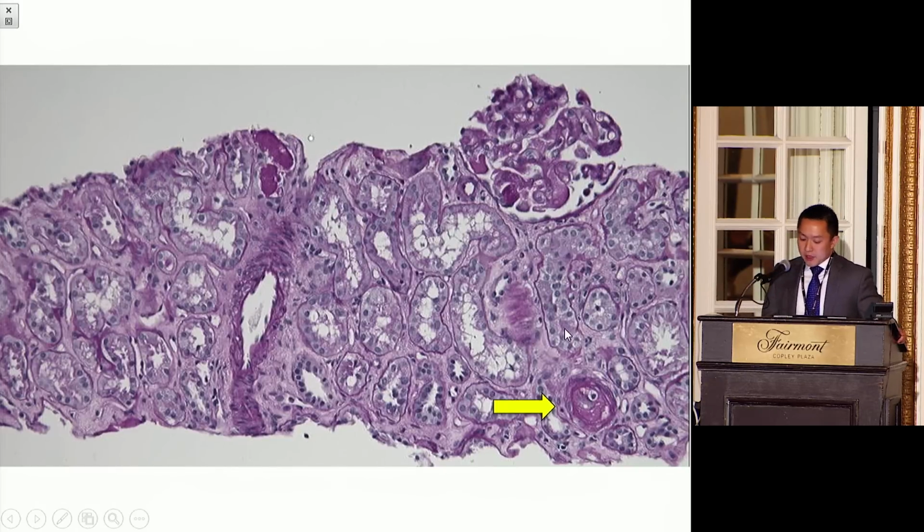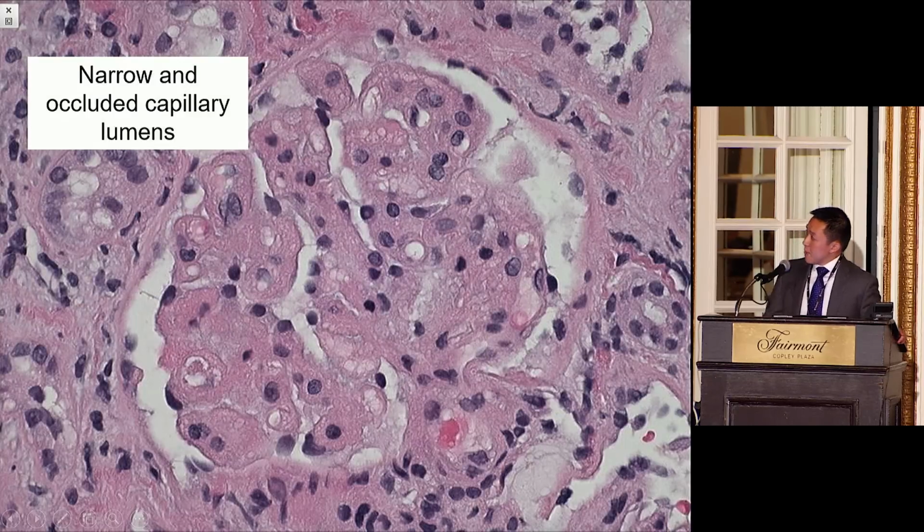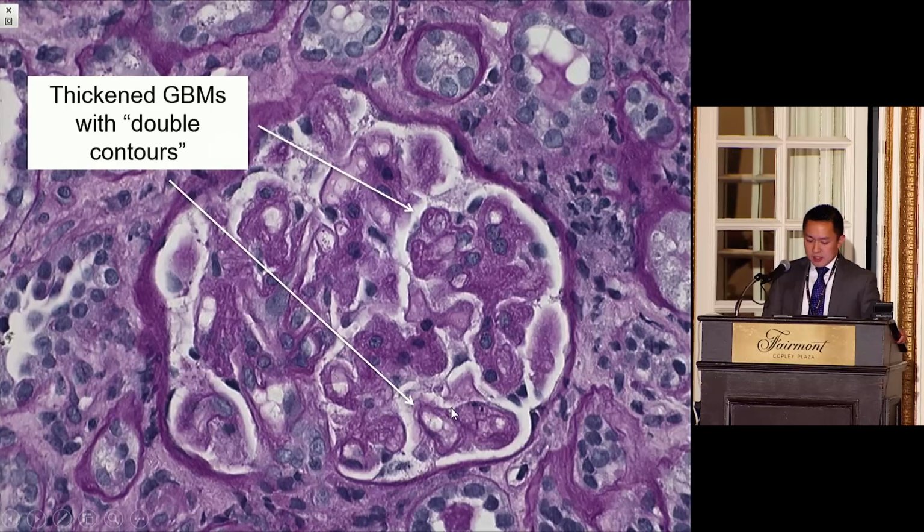What I want to point out here is the presence of this small blood vessel, and you can see that this blood vessel is completely occluded. This is a high magnification image of a glomerulus, and you can see that the glomerular capillary loops here are quite narrow, and some of them are completely occluded. Here's one that you can see is completely occluded. This is a PAS stain of the glomerulus, and you can see that some of the glomerular capillary walls have thickening of the glomerular basement membrane with duplication of the glomerular basement membrane, otherwise known as double contours.